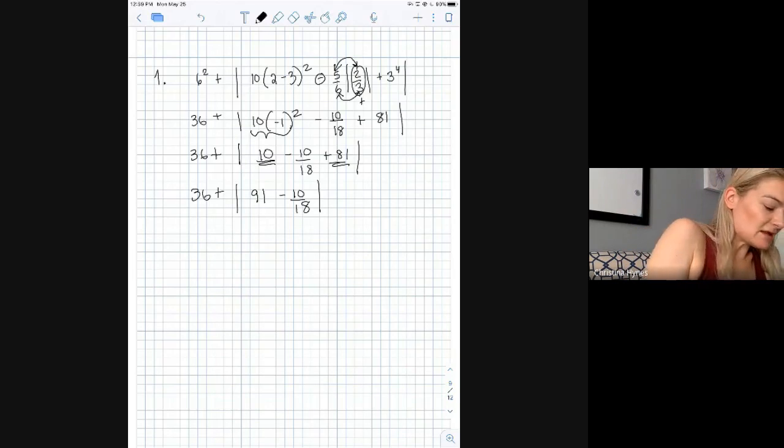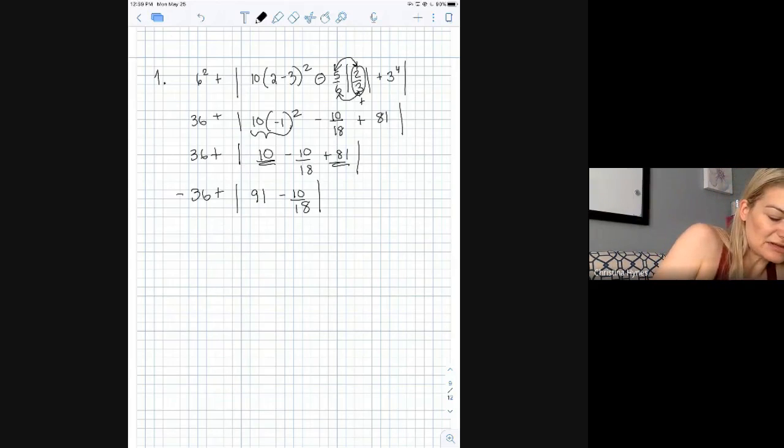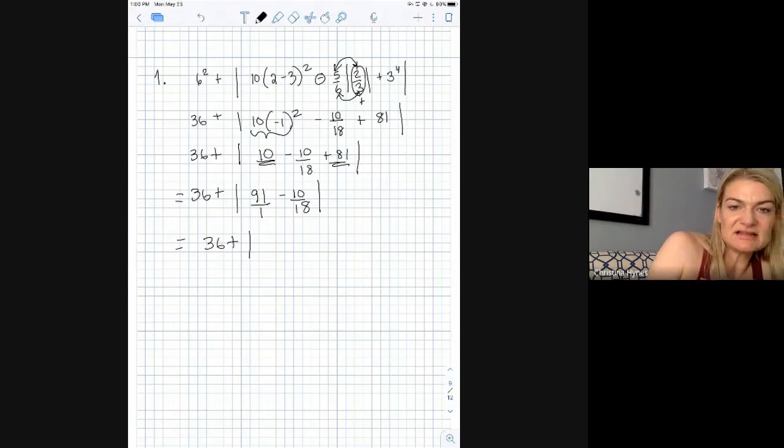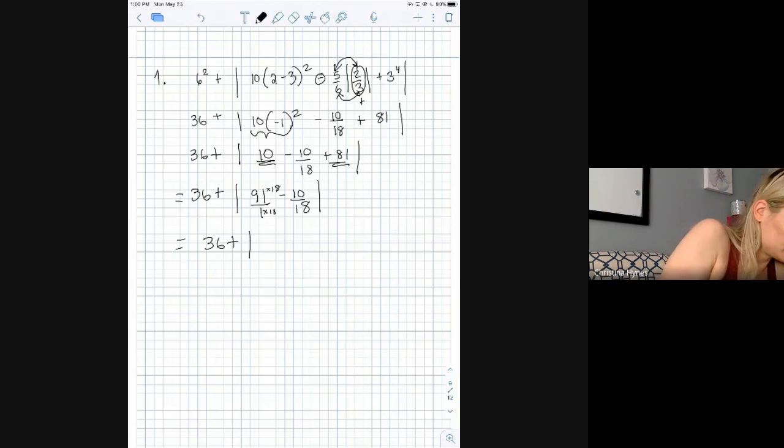Now we need common denominators. So in order to add or subtract fractions, it's all about getting common denominators here. So I'm going to multiply the bottom number, which is 1. Even if you don't see it, 91 has a 1 underneath it. I'm going to multiply this by 18 and the top by 18 so that it has a common denominator with 10 over 18. So I get 1638 over 18 minus 10 over 18.